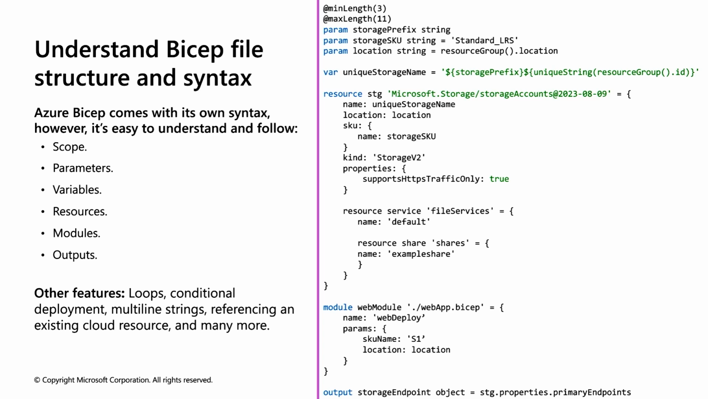Outputs are handy for passing important values like connection strings or endpoints back into our pipeline or into a terminal after deployment. Bicep also supports advanced features like loops, conditional deployments, and referencing existing cloud resources, making it powerful for both simple and complex scenarios. The syntax is straightforward, and with built-in validation, you can catch errors early before your code is deployed.